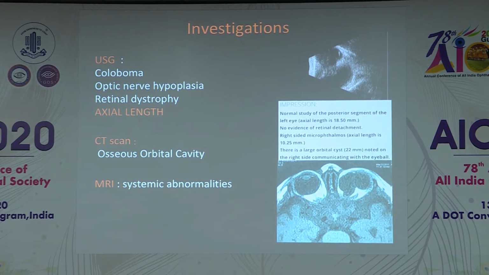MRI gives excellent soft tissue detail and is more for systemic abnormalities involving the brain. But CT is the only thing that will give you an osseous impression of both the rims, so you may need to do one CT. CT is only contraindicated in certain syndromes where you don't want to give radiation.